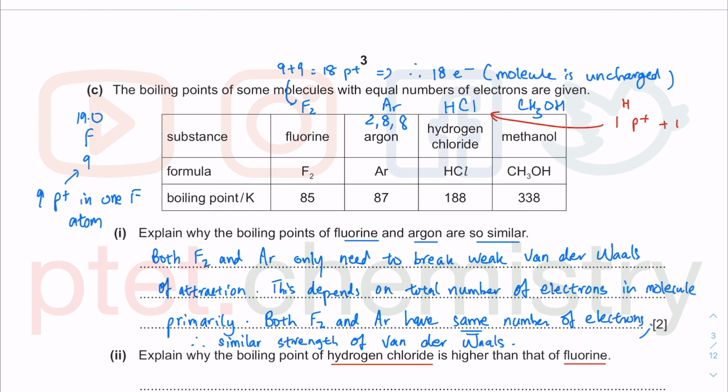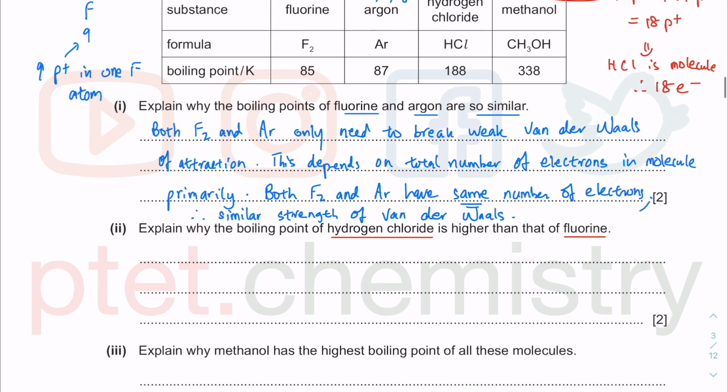And then you have 17 protons from chlorine, because chlorine is the 17th element. And then you get 18 protons. Surprise, surprise, because it's a molecule, that means there is no overall charge. Therefore, you must have 18 electrons in HCl as well. So having said that, 18 electrons in fluorine molecule, 18 electrons in HCl molecule, it can't be due to van der Waals forces. It has to be something else.